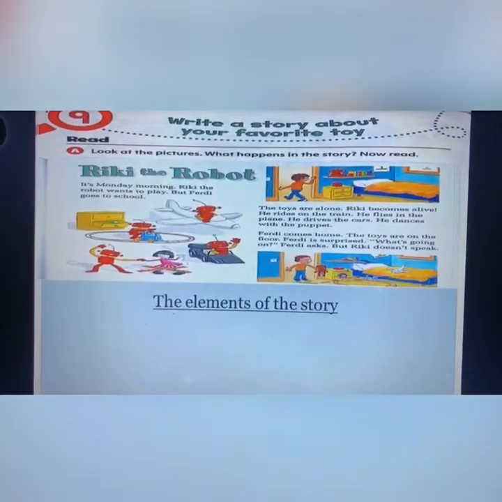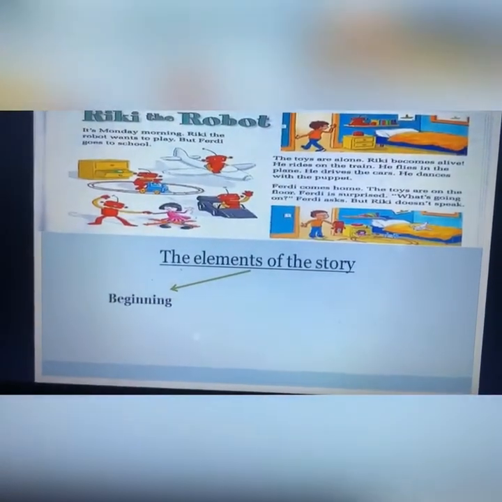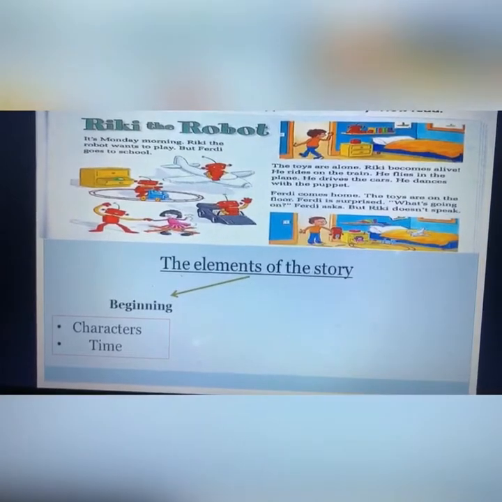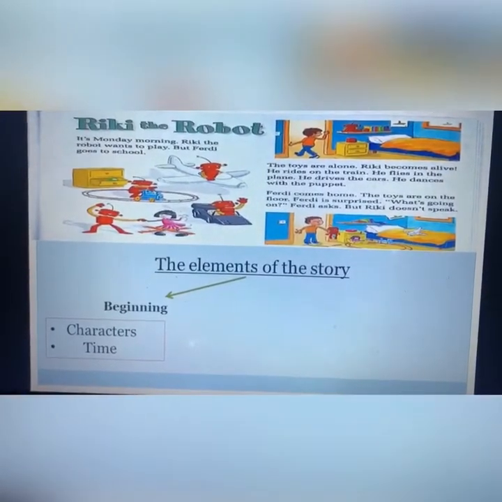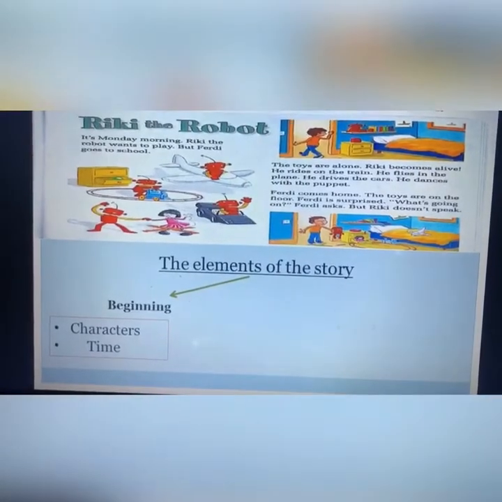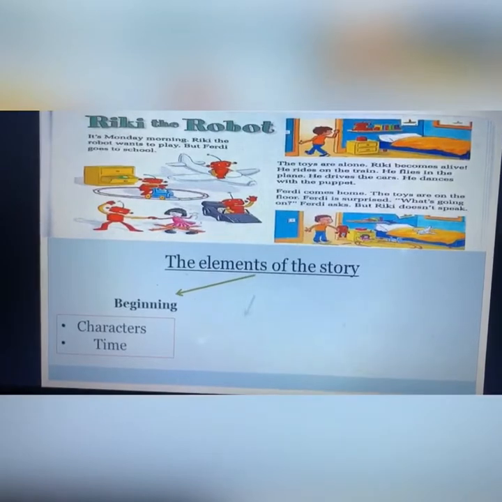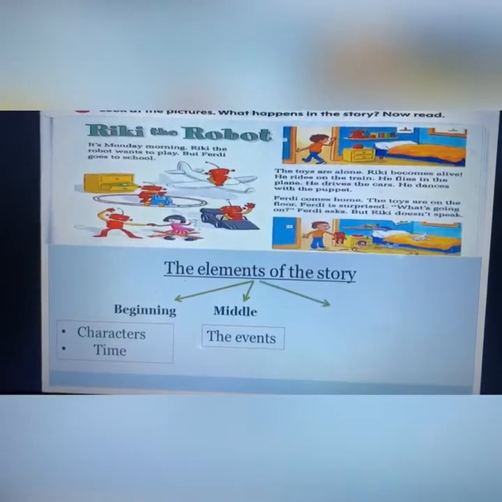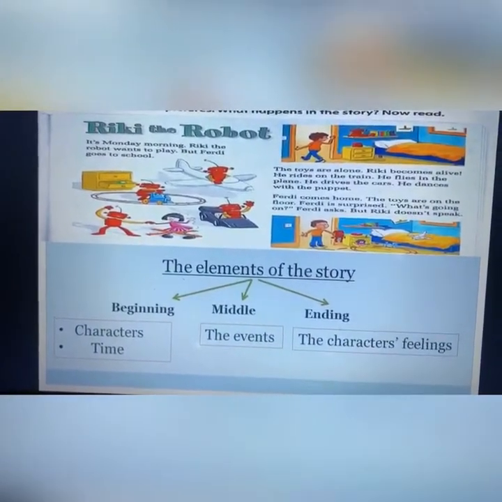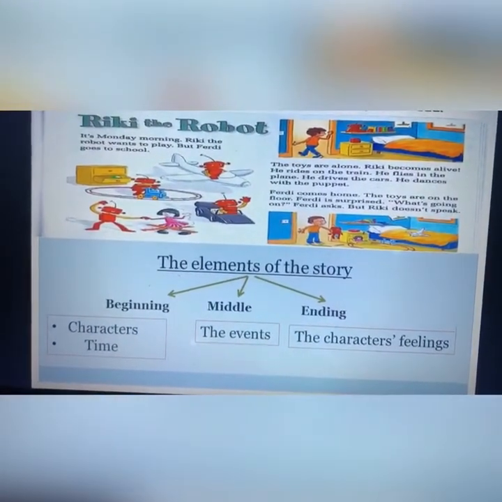First, do you remember how to write a story? Any story should have elements. Now the elements of the story are the beginning. It contains characters and time. The characters are the persons in the story, and the time like tomorrow, morning, or yesterday, or any period or any time. Then the middle, and in the middle you will see the events of the story, and at the end, the ending. The ending includes the character's feeling.